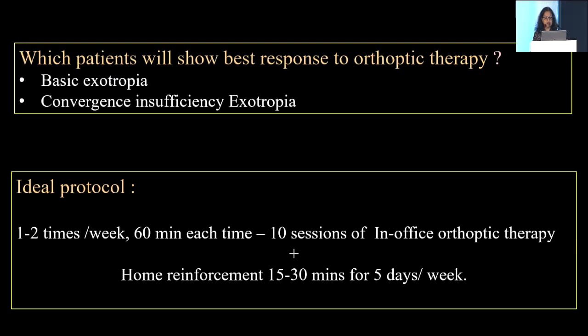They are the basic exotropes, or the ones which have convergence insufficiency. They improve when you improve the convergence. And the ideal protocol that we follow in our institution is 1 to 2 times a week, 60 minutes each time, 10 sessions of in-office therapy, and we add that with home reinforcement 15 to 30 minutes per day for 5 days in a week. This continues for about 6 months, and we call them for a follow-up and see whether they need more.